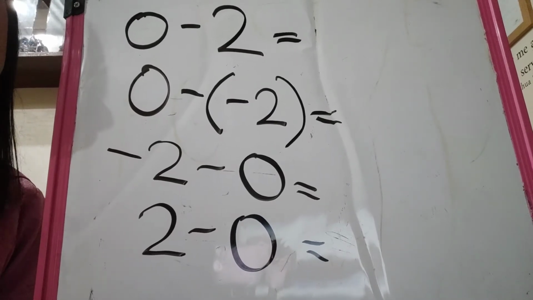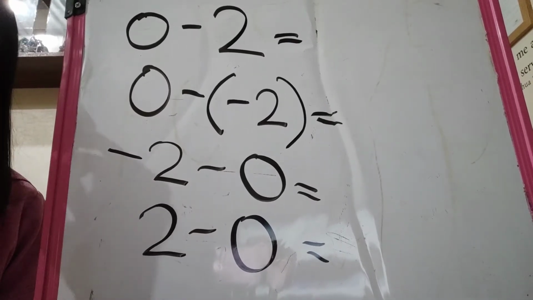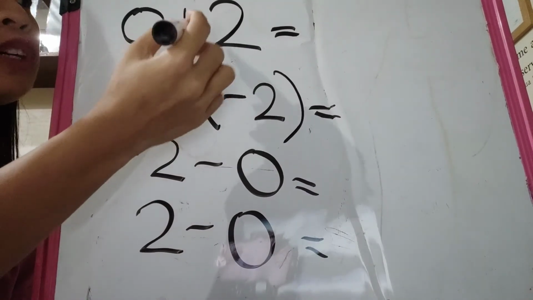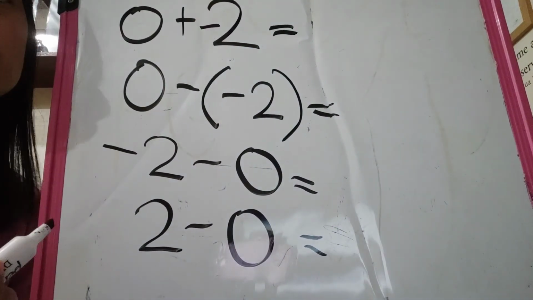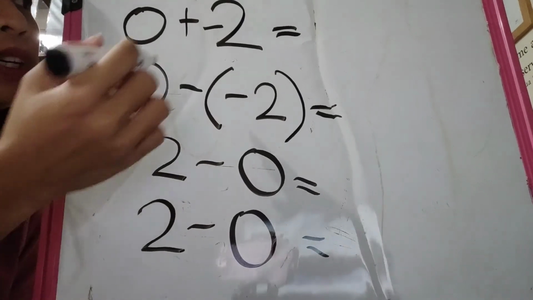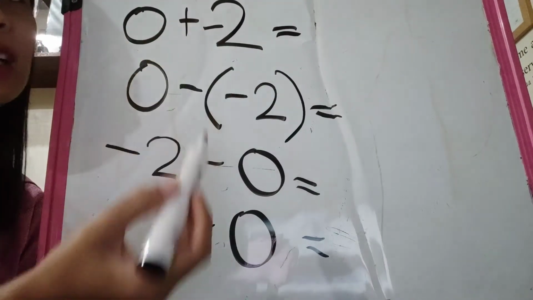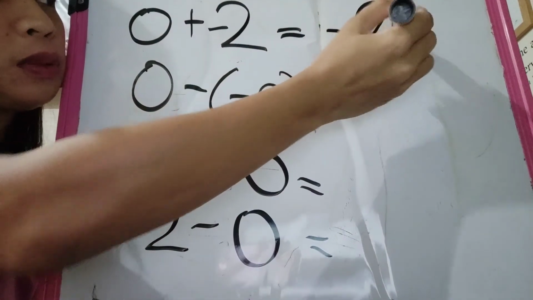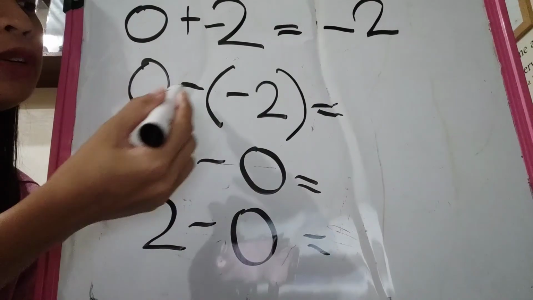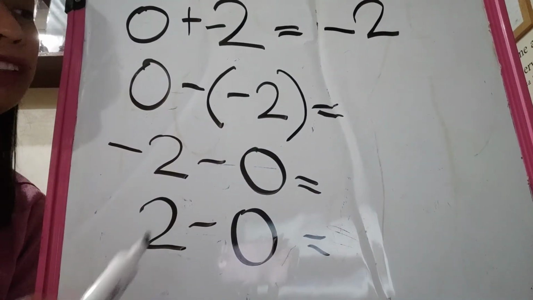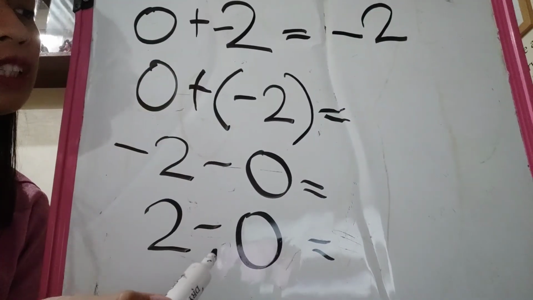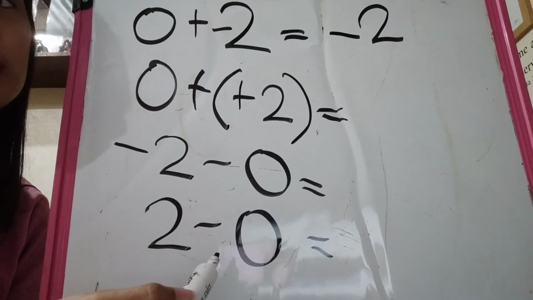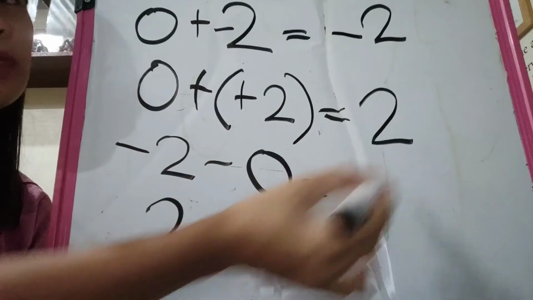Now what if we have these cases? The first one is 0 minus 2. So applying the rule, change it to addition and change the subtrahend to a negative number. So therefore, 0 plus negative 2 is equal to negative 2. How about 0 minus negative 2? Applying the rule, change to addition, change the sign of the subtrahend from negative to positive. So 0 plus 2 is 2.